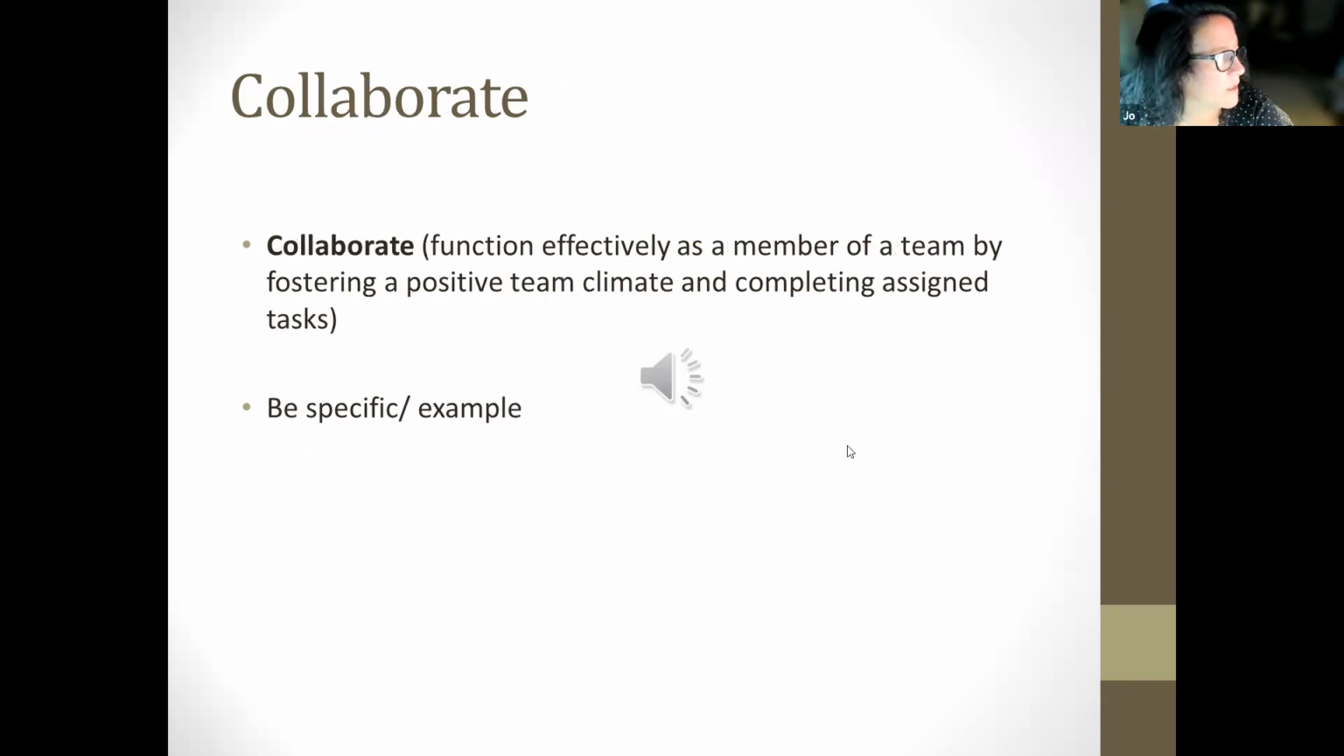Collaborate. Functions effectively as a member of the team in fostering a positive team climate. Can you give an example of that in your practice? I know a lot of students will tell me that they've joined different committees, hospital-wide committees.